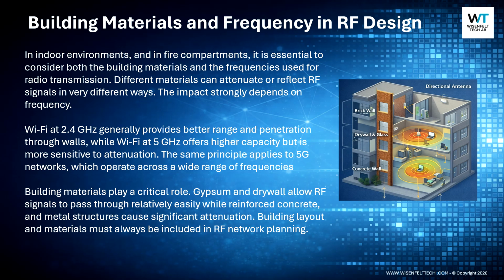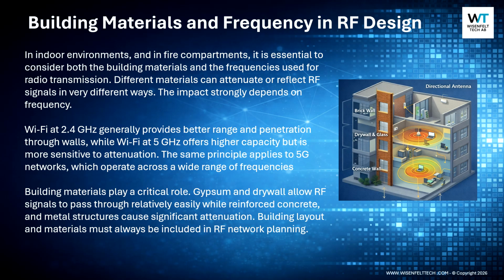Different materials interact with radio signals in very different ways. Frequency plays a key role in this behavior. For example, Wi-Fi at 2.4 GHz generally provides longer range and better penetration through walls. Wi-Fi at 5 GHz, on the other hand, offers higher data capacity but is more sensitive to attenuation and therefore requires antennas to be placed closer together.